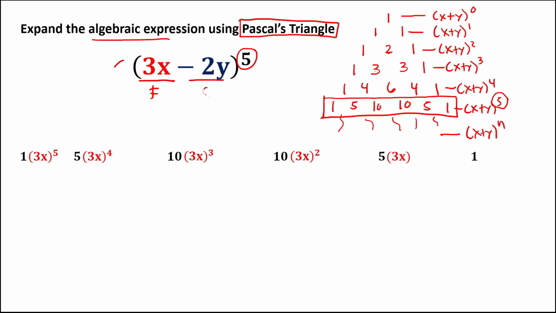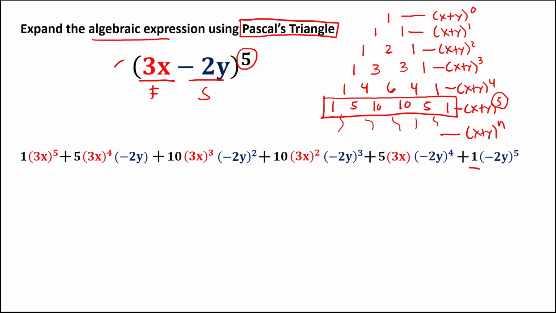Then for the second term, that's negative 2y. So we're going to start at the last term. So this is negative 2y to the power 5. Then backward, negative 2y to the power 4, negative 2y to the power 3, negative 2y to the power 2, then negative 2y to the power 1. Then for the operation, this one is all plus. So plus, plus, plus, plus, and plus.